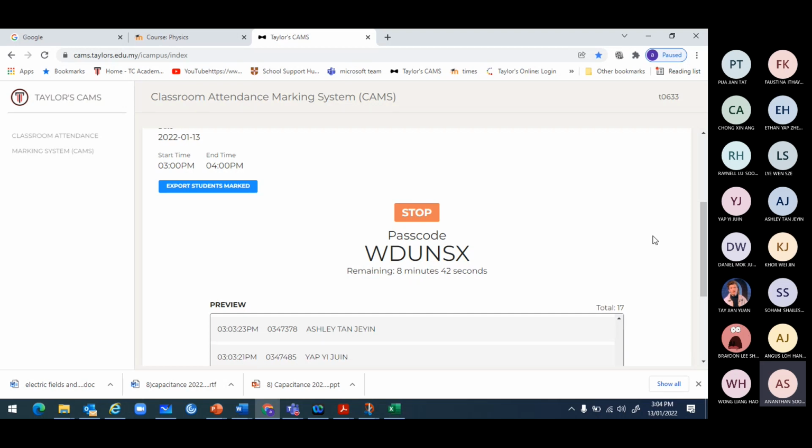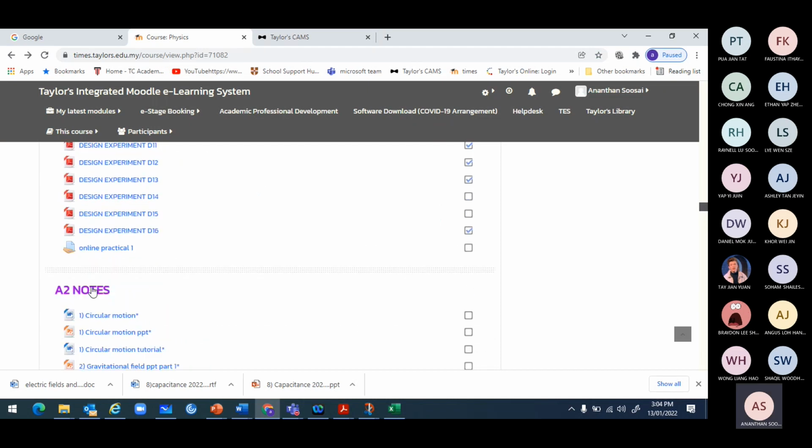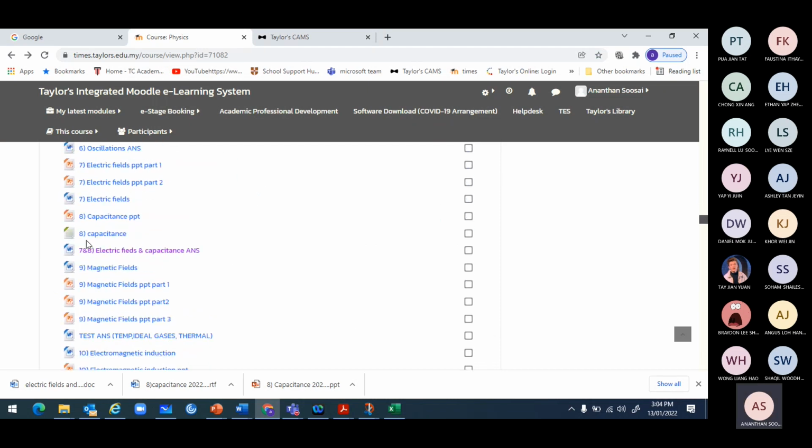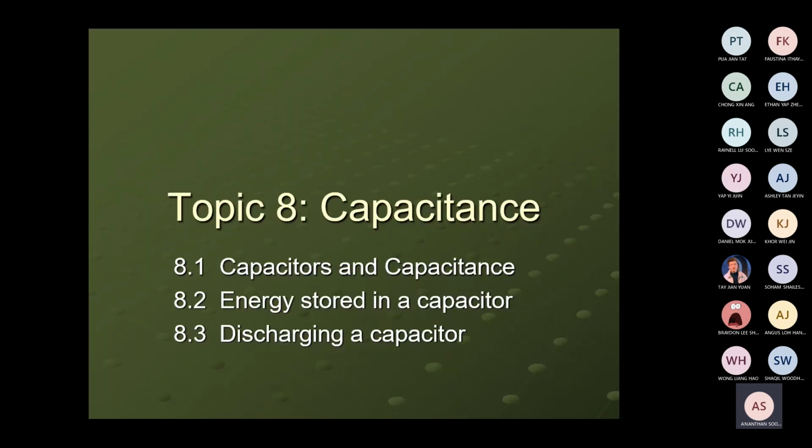Okay, class. So let's start. We'll be starting a new topic today. Topic 8, capacitance. Okay. So we go to the slide. You can get the notes as usual. You can get the notes under 8 to notes. Go to 8, capacitance. We'll be discussing this today. Okay. So let's go to the slide.